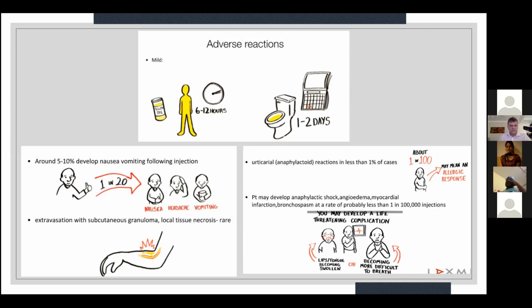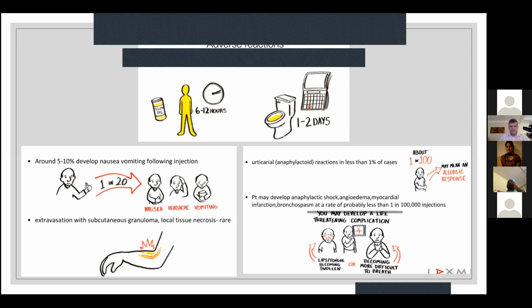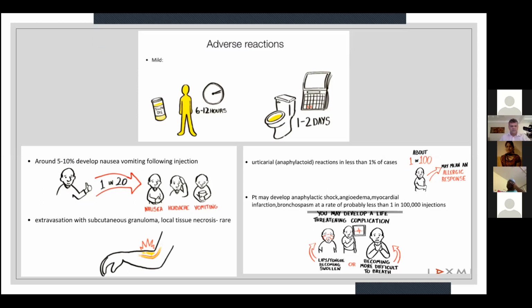They can be 5 to 10% can develop nausea, vomiting following injection. In order to avoid this, you can always give slow injection. Extravasation with subcutaneous granuloma can also occur. Urticarial reactions usually noticed in 1 in 100, and the most severe, anaphylactic shock, angioedema, myocardial infarction, bronchospasm also can occur, which occurs at the rate of 1 in 1 lakh injection. So always make sure that there's an emergency equipment kit ready for you.